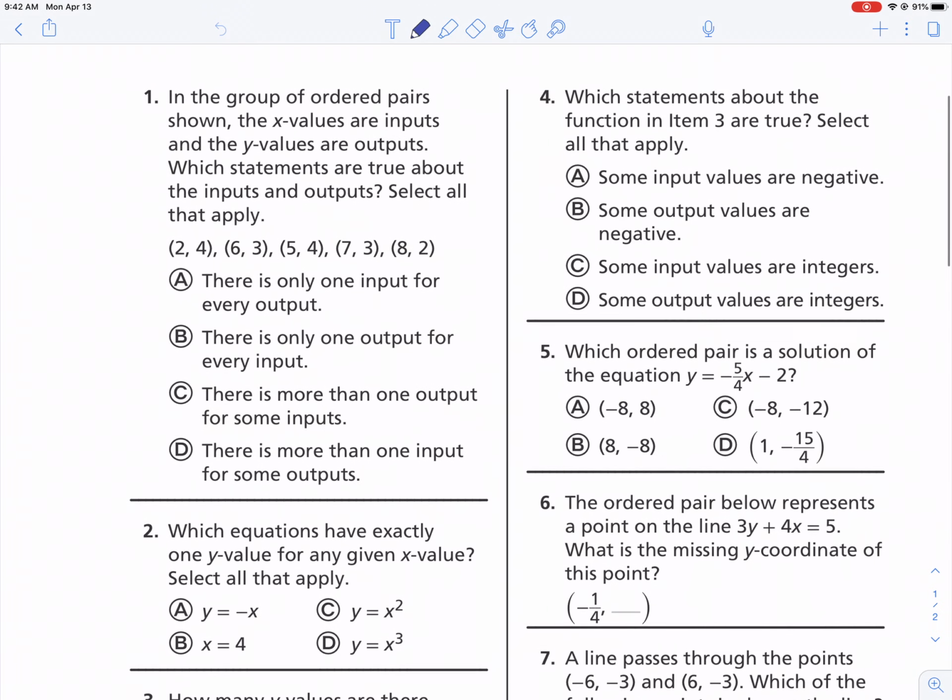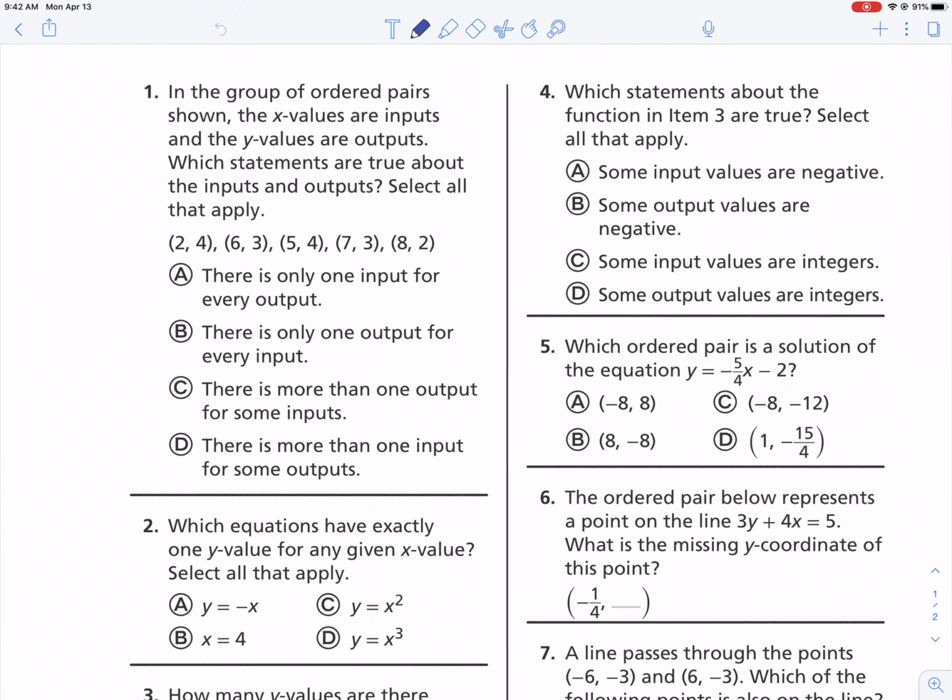So in question number 1, it's talking about our x values and our y values, and if we remember, x values are going to be our inputs, and our y values are going to be our outputs. So whatever we put in results in what comes out. So we're just going to go through these multiple choice, which statements are true about the inputs and outputs.